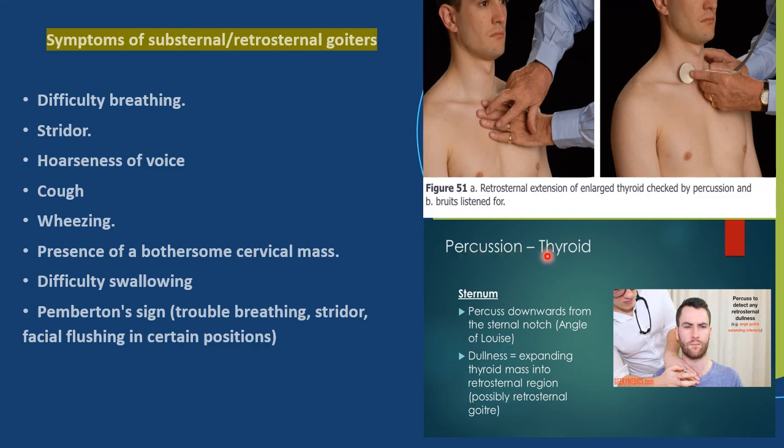So the percussion of the thyroid is very, very important. Percuss downwards from the sternal notch, that's the angle of Louis. There should be dullness due to the expanding thyroid mass into the retrosternal region, possibly retrosternal goiter. Okay, this is how you percuss.